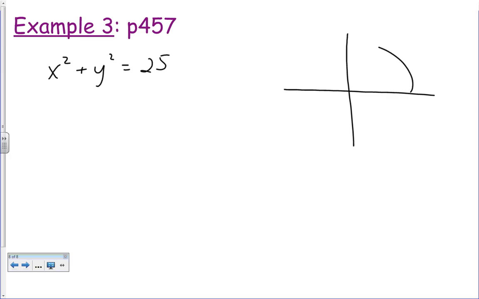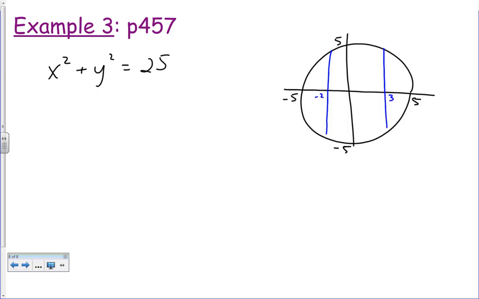This is the equation of a circle centered at the origin, and it has a radius of 5, so this is 5 and -5 on the x-axis and 5 and -5 on the y-axis. But they said to find the area of the region from x equals -2 to 3. So we'll say that this is -2 about right here, and we'll say that this is about 3 right here. So they're asking us to find that region in between those.